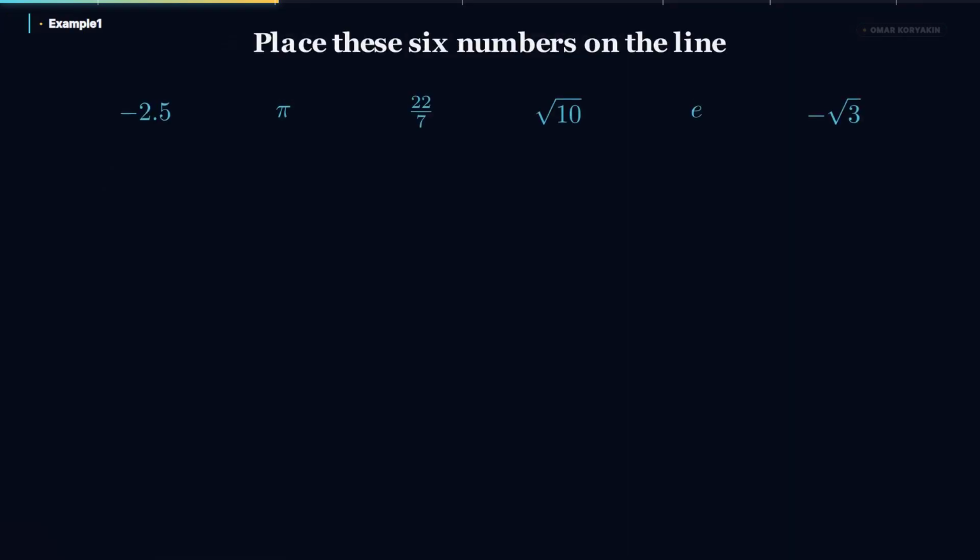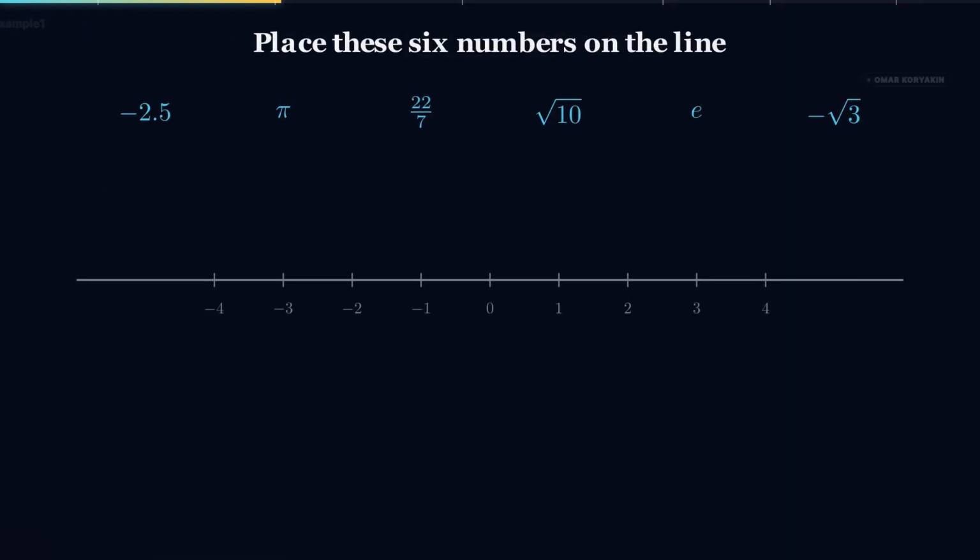Here are 6 numbers across the top of the screen: -2.5, pi, 20, 2/7, the square root of 10, the constant e, and negative square root of 3. Below them, the number line, blank and ready. We will place each one at its exact position, then read the final order from left to right at the end. The reason this matters is that converting any number to a position on the line is the most important skill in this entire section.